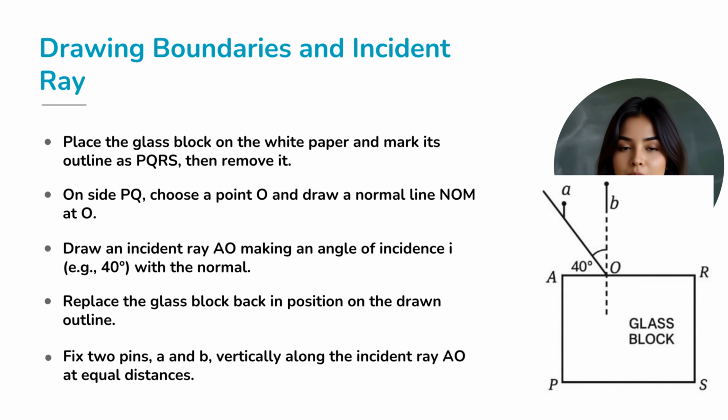for example, 40 degrees. Place the block back on its outline and fix two pins, labeled A and B, upright along the incident ray OU. These will help us trace how light travels into and through the block.